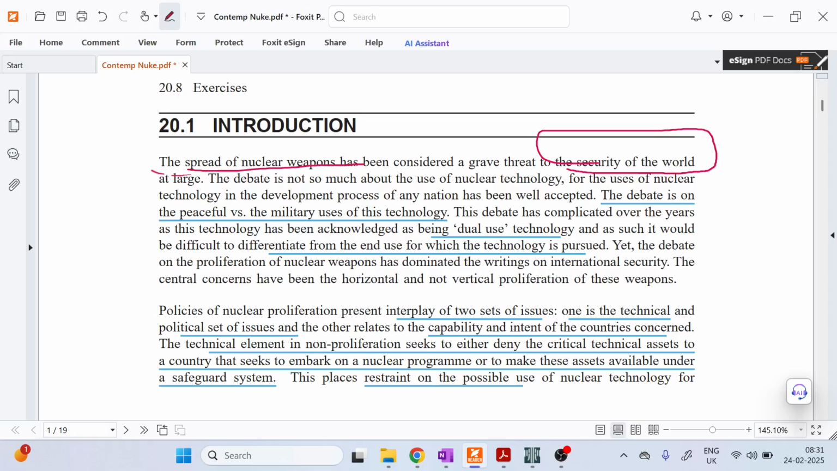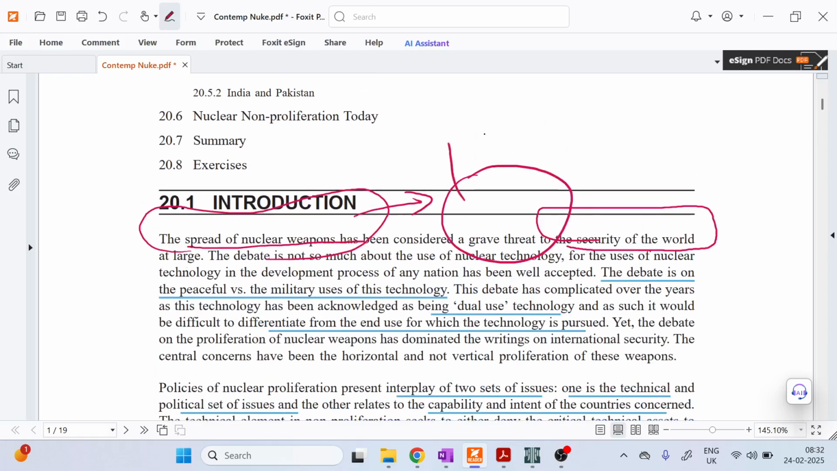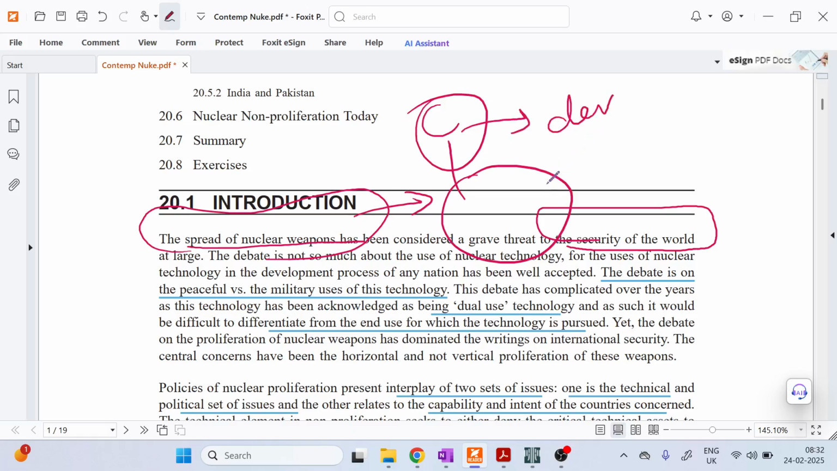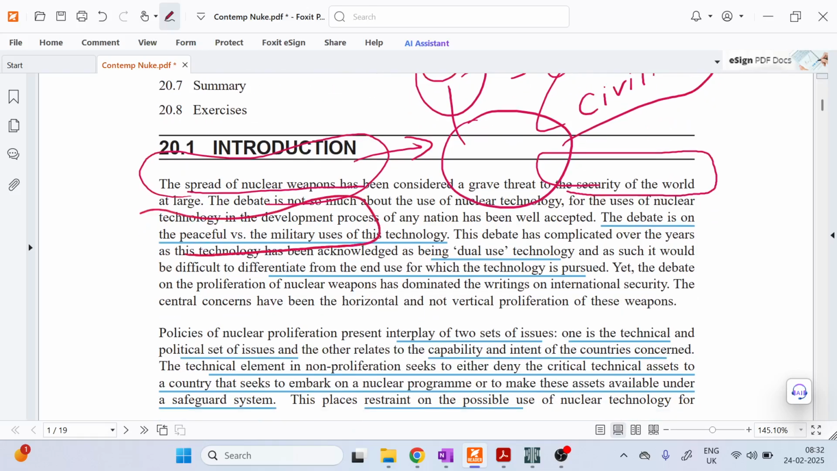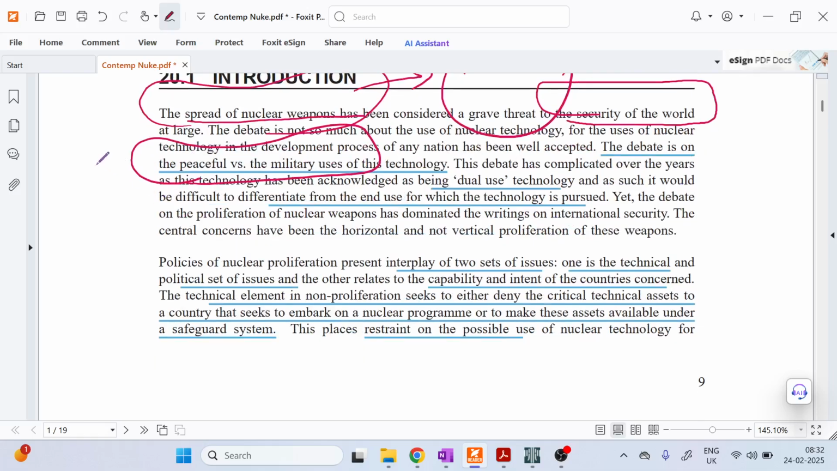But underlying the development of nuclear weapons is a technology which can be used for constructive purposes as well. This constructive purpose is about the generation of electricity and energy, and it can be called the civilian use. So the debate is about the civilian versus military use of technology.